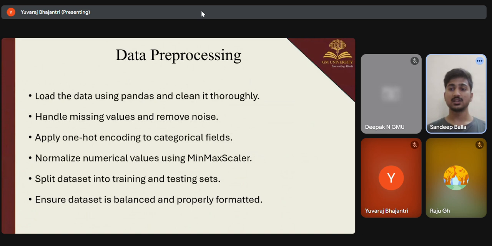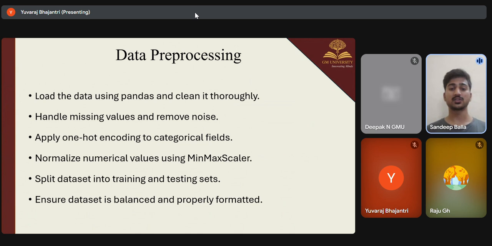Next slide. Data preprocessing. Load the data using pandas and clean it thoroughly. Import data and remove unwanted parts. Handle missing values and remove noise. Fill or drop blanks and fix messy data. Apply one-hot encoding to categorical fields. Convert the categories into numbers. Normalize numerical values using MinMaxScaler. Scale numbers to a uniform range.